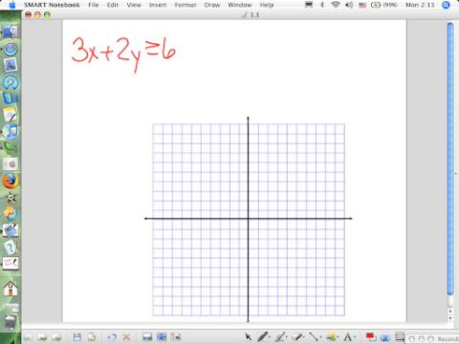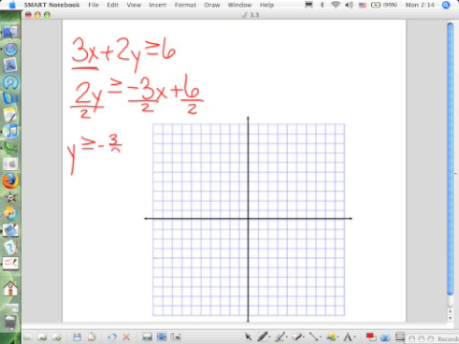Very good. If I subtract 3x from this side, it goes away. And when I subtract 3x from the other side, it appears. Okay? Now we're going to divide each part of this thing by 2. And so the line I create is y is greater than or equal to -3/2 x plus 3. Now let's go ahead and graph that line.